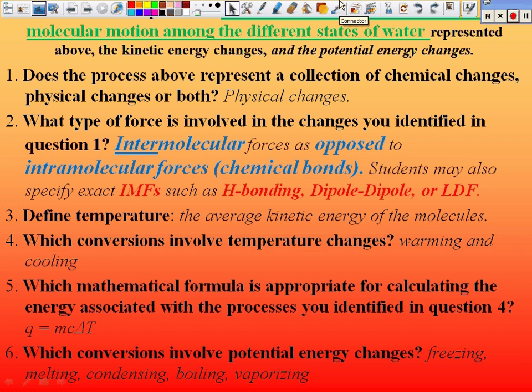Okay. All right, so you're going to have to answer some of these questions, okay, because y'all don't have the answers. Does the process above represent a collection of chemical changes, physical changes, or both? So put PC, physical changes. Okay. Everything that you just looked at with water, it was all physical changes. What type of force is involved in the changes you identified in question 1? IMFs, intermolecular forces.